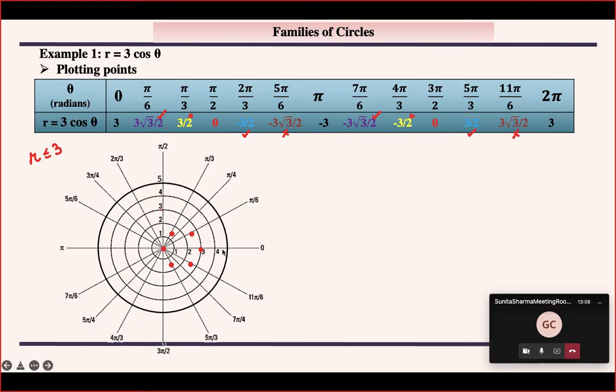Plotting point techniques, we can plot these points. I hope the screen is visible to all.